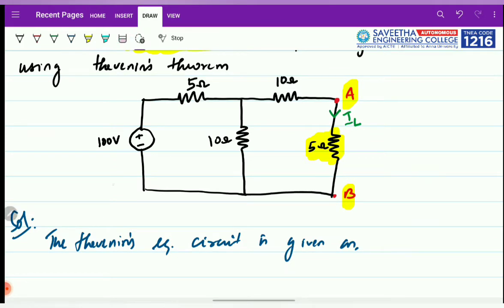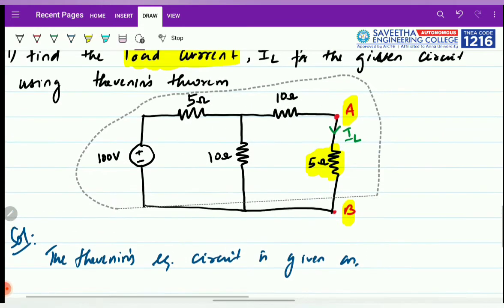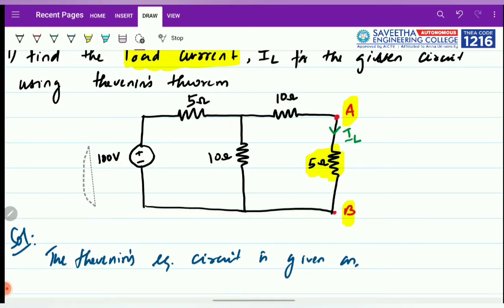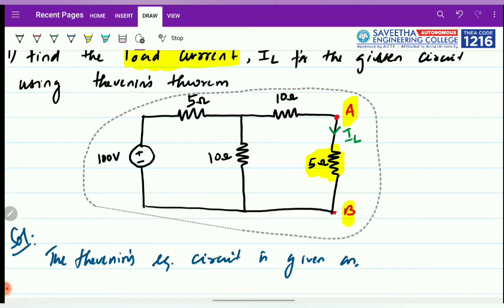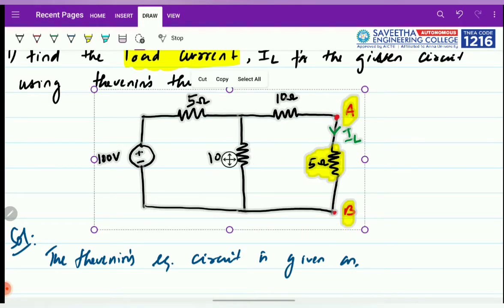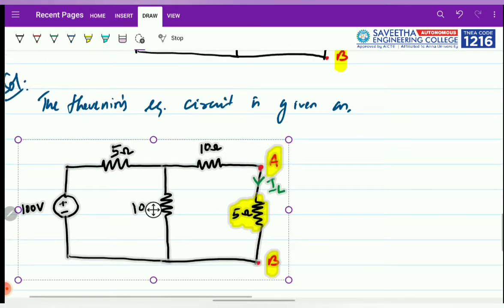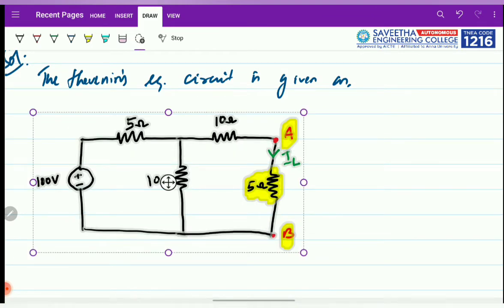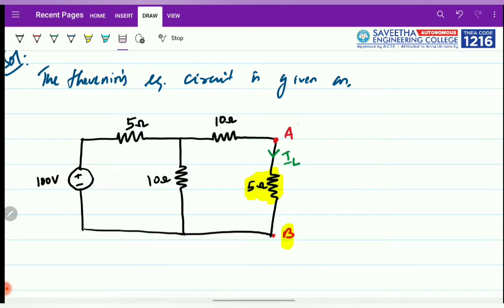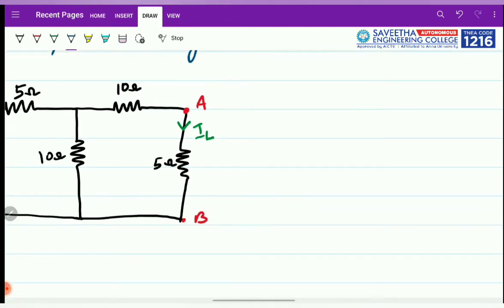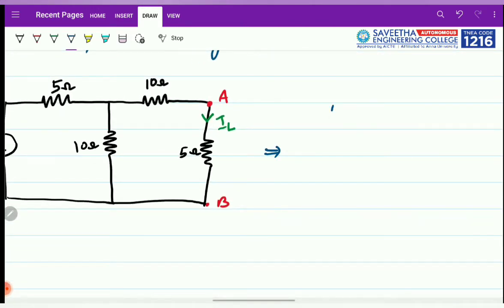So let me copy this and I paste it here. Right. So for this circuit, we need to draw the Thevenin equivalent circuit. Let's see how it is done. The Thevenin equivalent circuit will be something like this. We'll have a very simple circuit. The Thevenin equivalent circuit is common for all the circuits, looks the same.